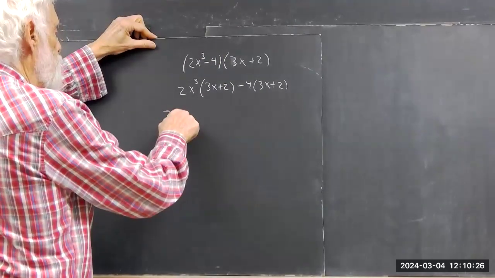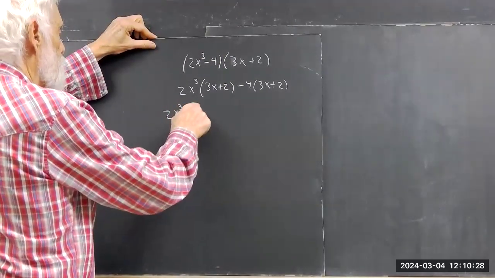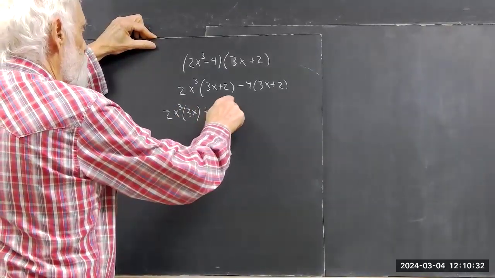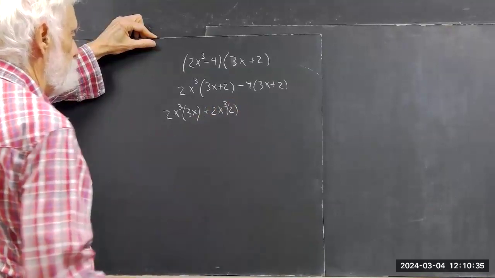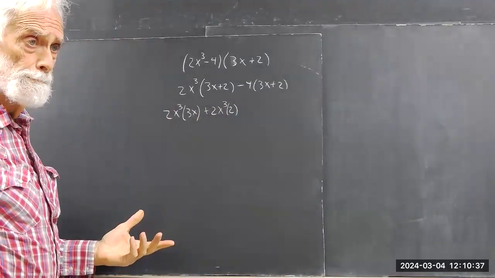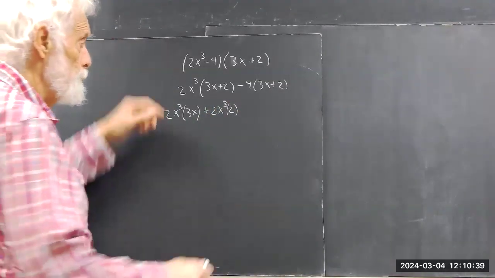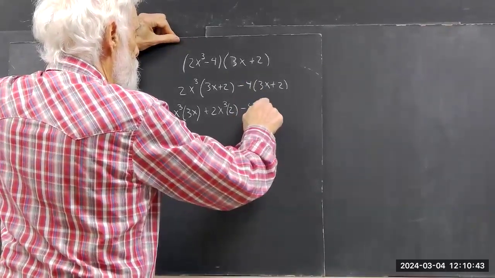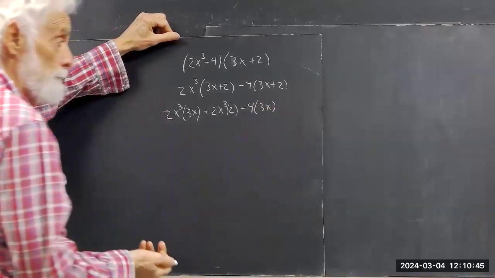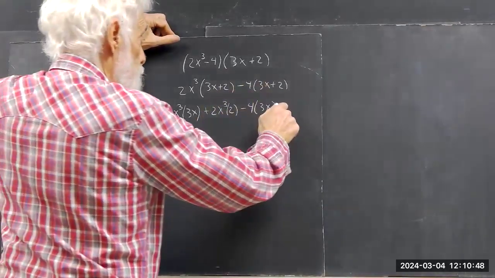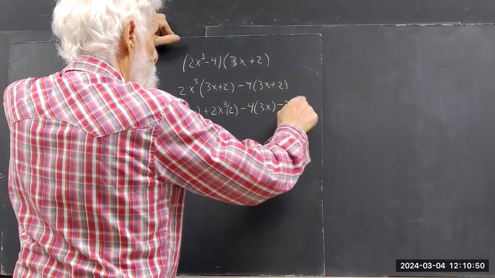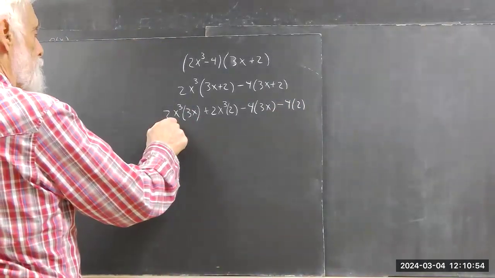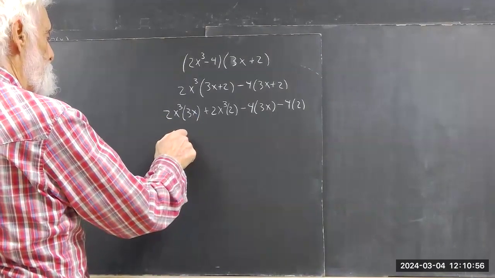So you have 2x cubed times 3x plus 2x cubed times 2. Does that make sense? So then here you have -4 multiplies the 3x, and -4 multiplies plus 2. We multiply this out.